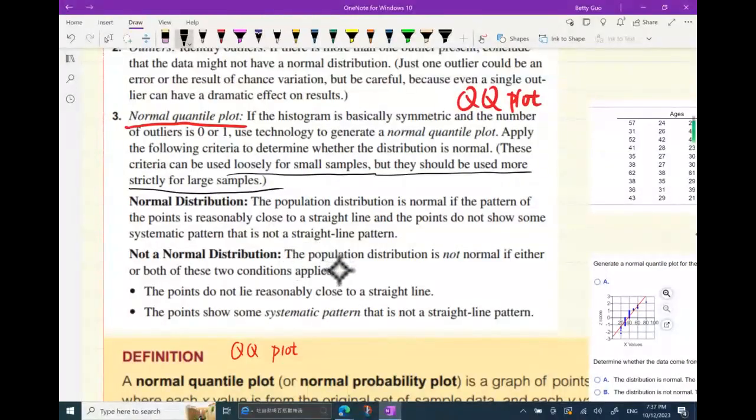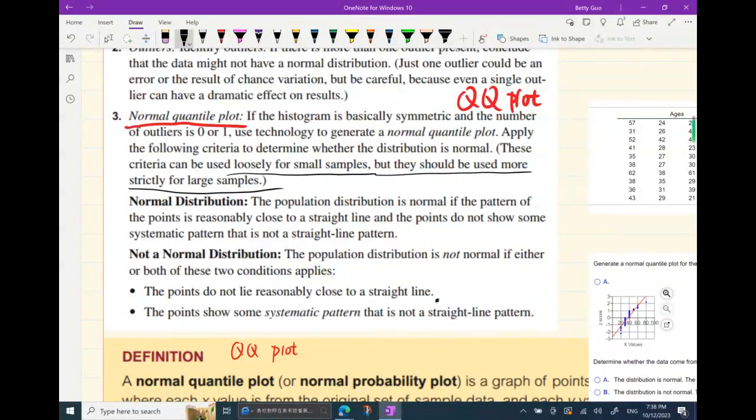So let's read the last paragraph. The population distribution is not normal if either or both of the following two conditions are met. The first condition, the points do not lie reasonably close to a straight line. The second one, the points show some systematic pattern that is not a straight line.